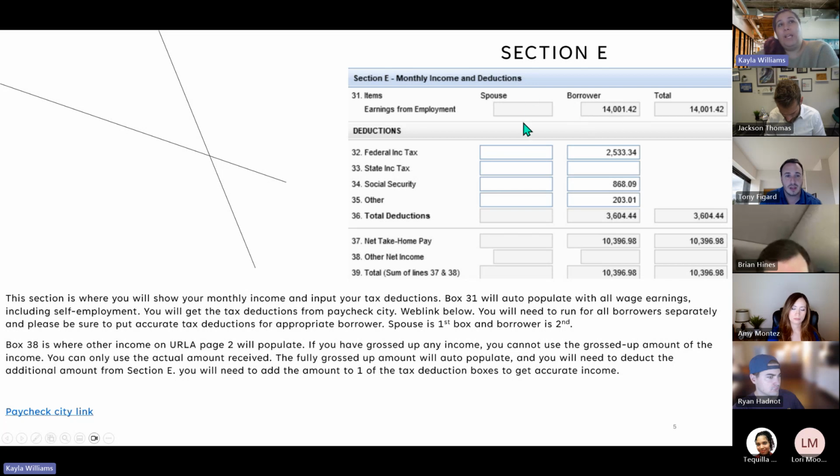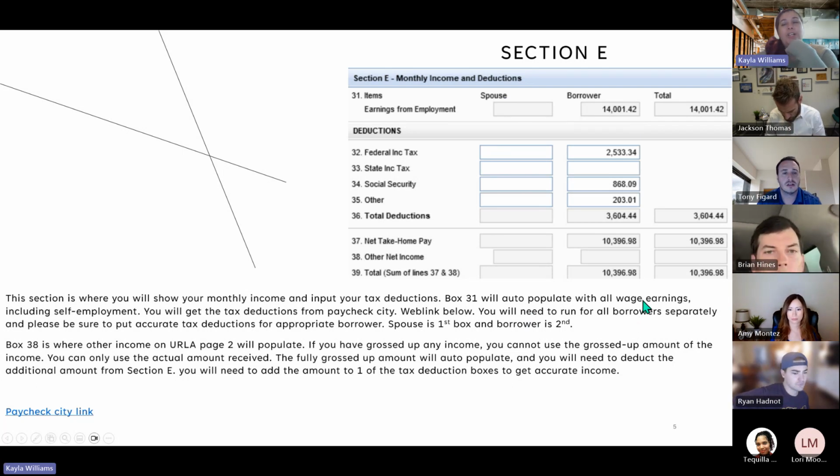is that they don't look here. It says spouse and borrower. Spouse is the first box, borrower is the second. Make sure you put the appropriate ones in each box. Even underwriters will do it. We all do it because we go quickly and we're not paying attention. So just make sure that you put them in the appropriate boxes.